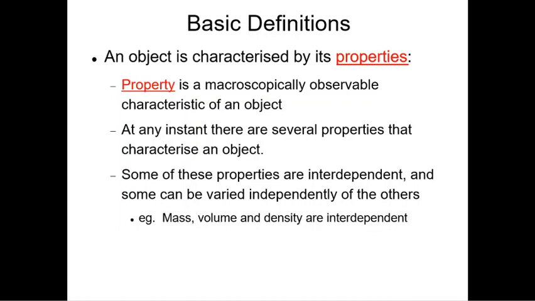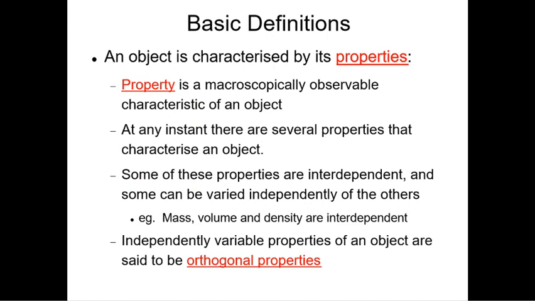So now the properties that can be independently changed of the others are called orthogonal properties. The orthogonality property is something that comes from mathematics, but you can understand it by, let us say, the perpendicular axes of a graph, the x-axis and the y-axis. So if you change x, you can keep the y constant and change x, and similarly if you change y, you can keep the x constant and change y. So these two axes, when they are perpendicular to each other, we say that they are orthogonal axes. So if two properties, one can be varied by holding the other constant, then these two properties are orthogonal.